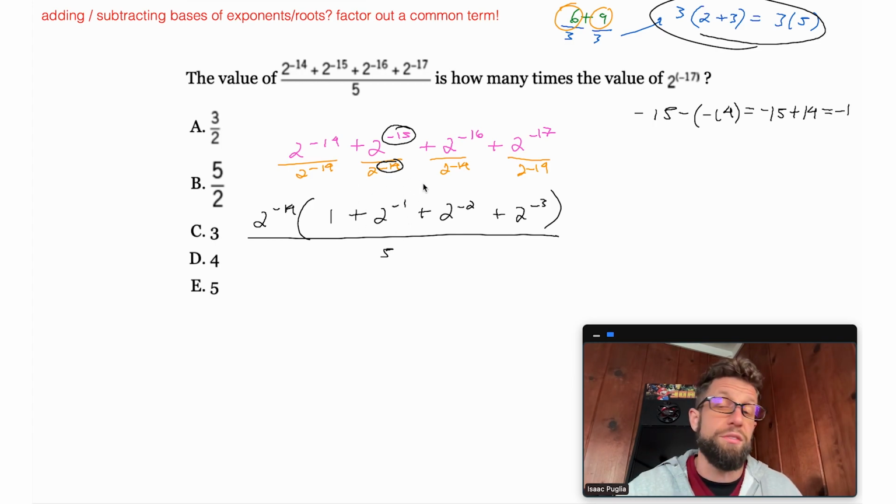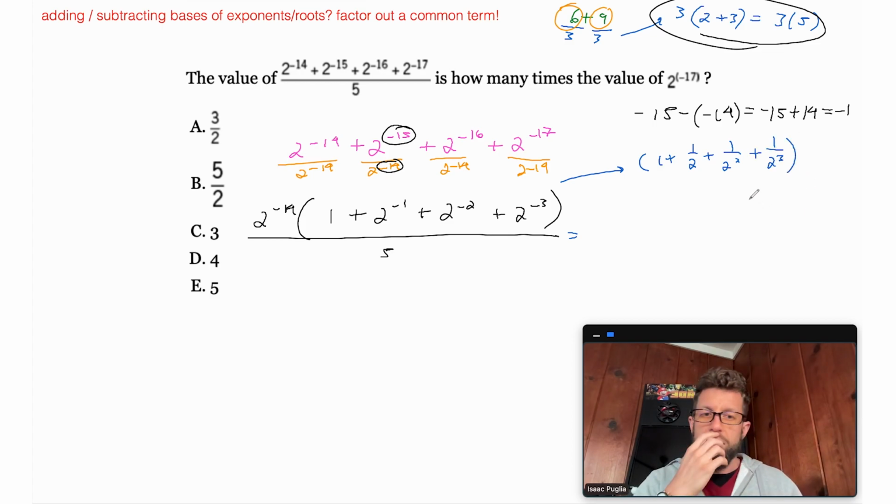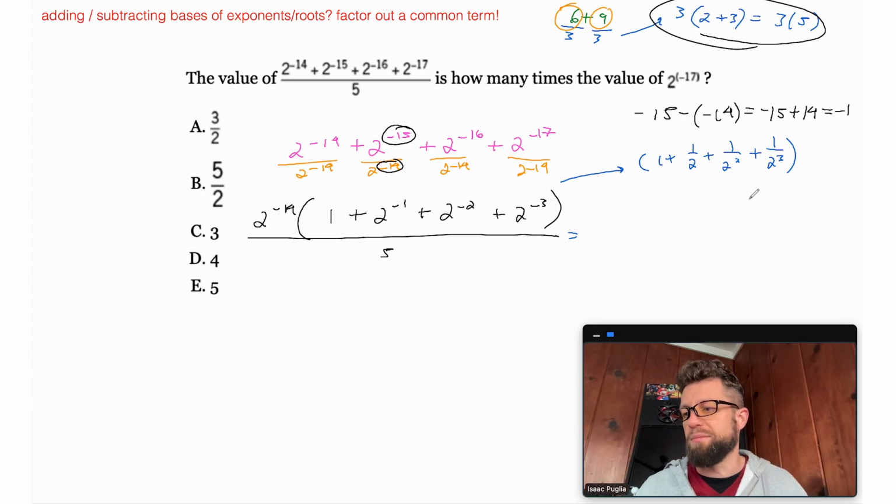If you don't know what negative exponents are, that's just 1 over the positive version of the exponent. So within these parens here, I'm going to wind up with 1 plus 1 over 2 to the first power, which I'll just express as 1/2. This will be 1 over 2 to the second power, and this will be 1 over 2 to the third power.